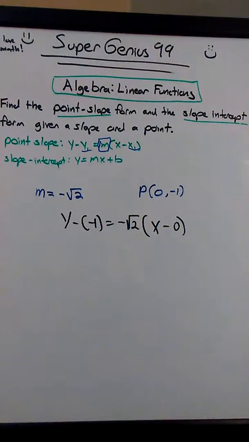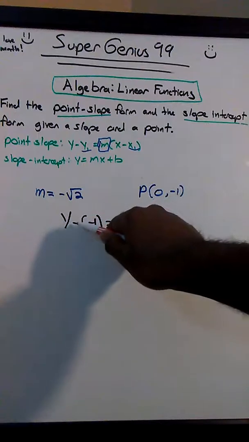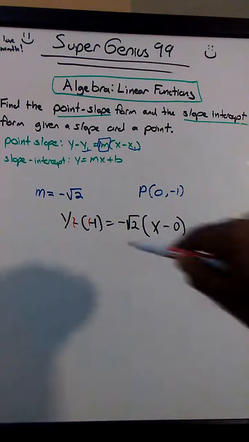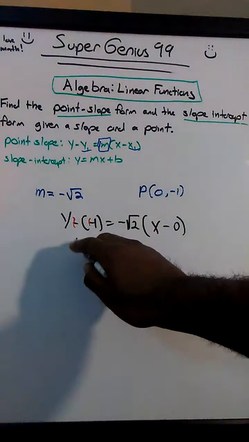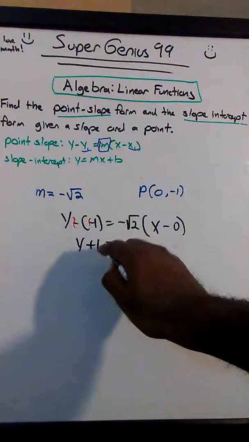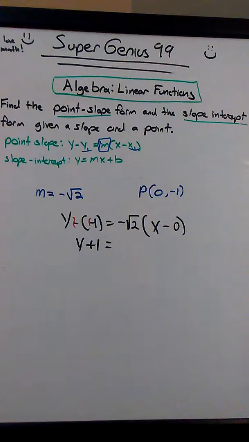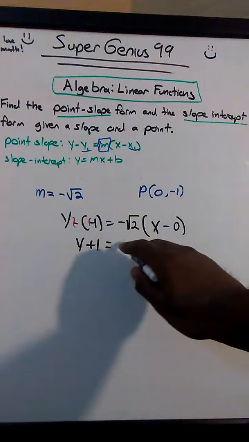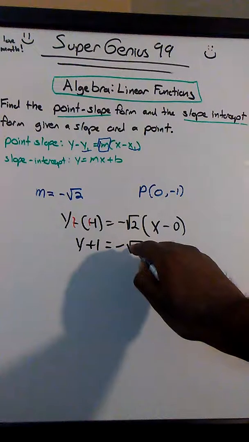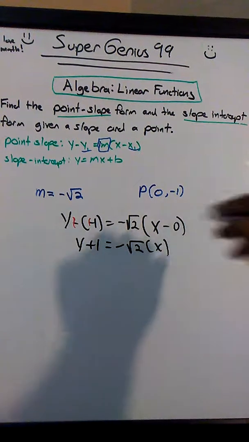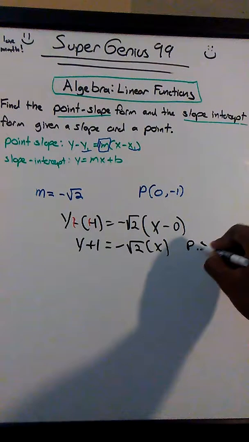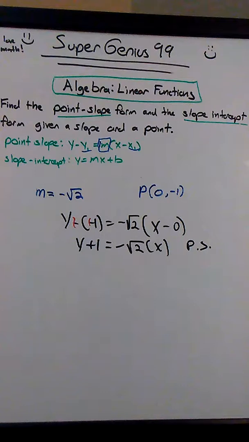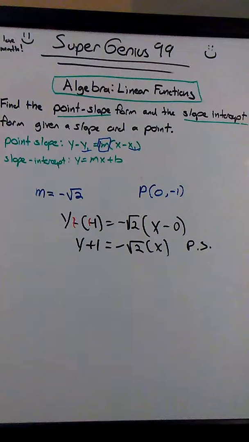Let's just simplify both sides, not moving anything over to the left or the right. So y minus y1, what's going to happen there? Add a line and change that sign. So that becomes y plus 1. And no distributing, but x minus 0 is just x. Okay, so that is our point slope form, so I'll just put PS there. Know that does not stand for postscript, that's point slope.